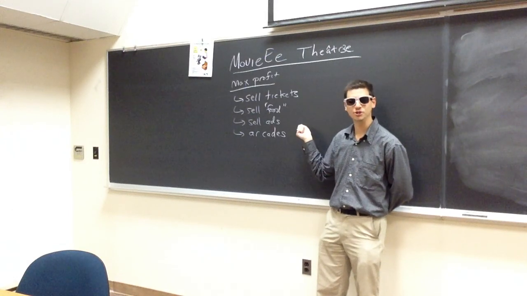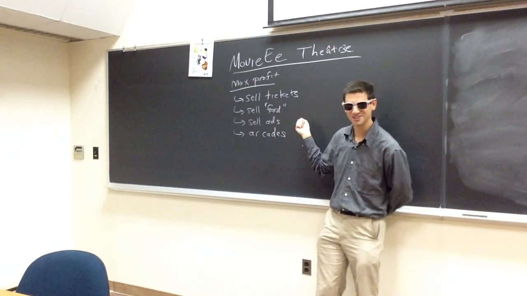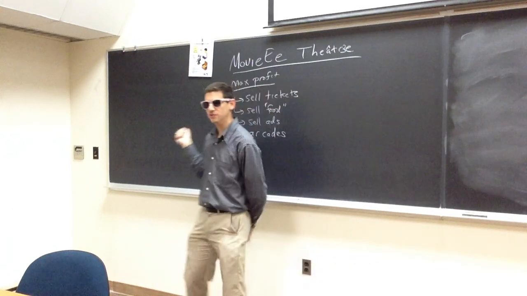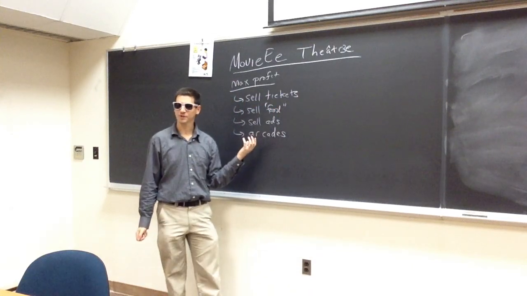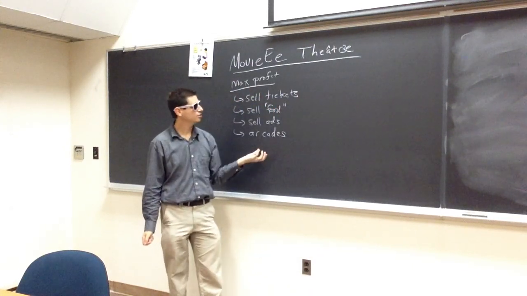If you're at a restaurant and you're waiting for your table, what do you often do? For those of you who are over 21, order a drink, right? And so it's a way to get extra revenue. All right, so this is how we get a lot of our profits.